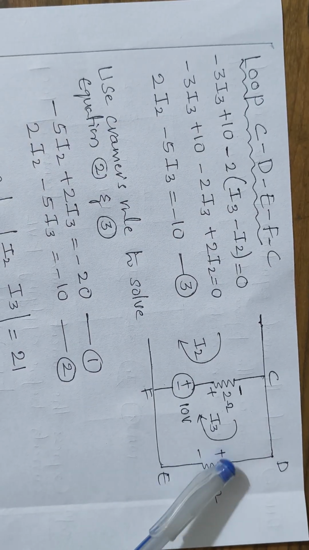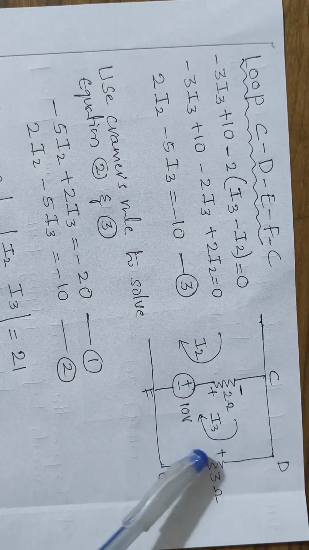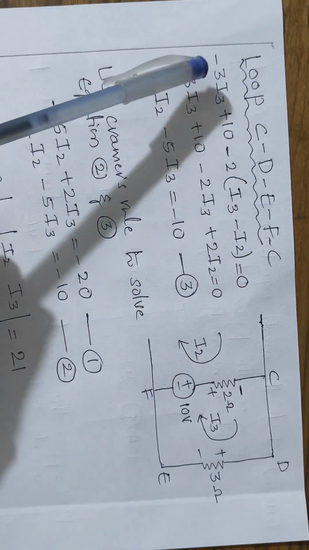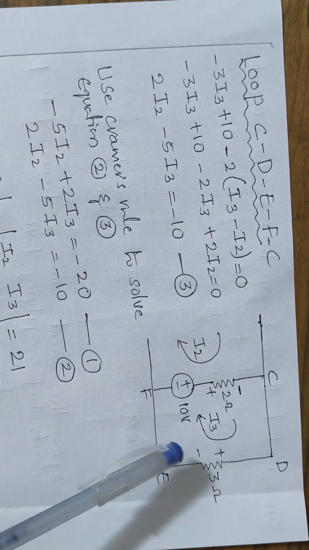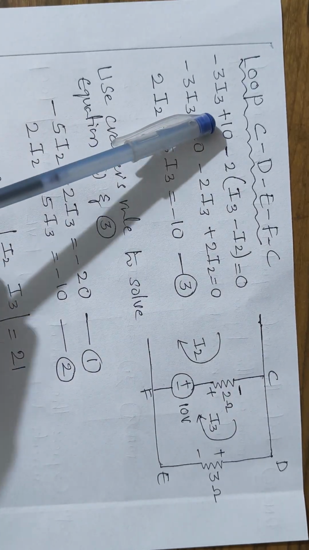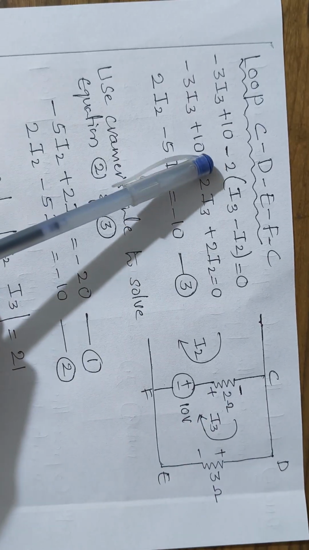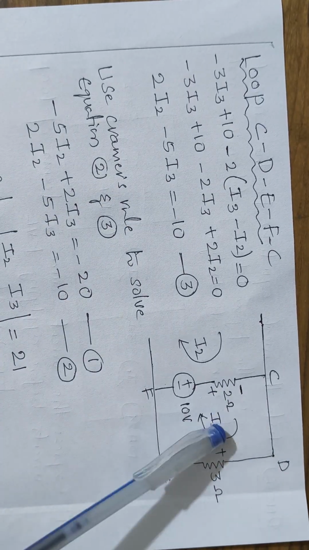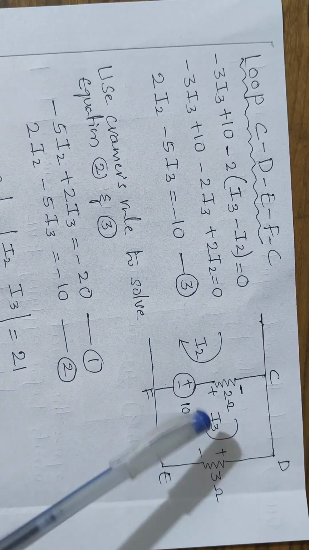So here it will be plus 2 minus in the direction of the current, flow of current. So plus 2 minus, we'll write it as minus 3I3, 3 into I3. There is the potential drop, so minus sign. Next, minus to plus we are going, we have to write it as plus 10. Plus 2 minus we are going, we have to write it as minus 2. Now this is associated with two loop currents. So it will be I3 minus I2.